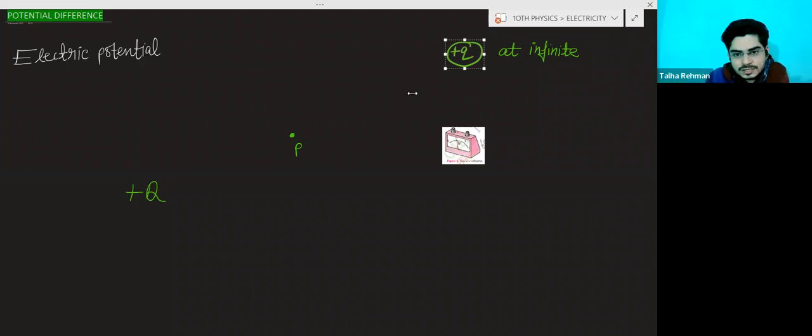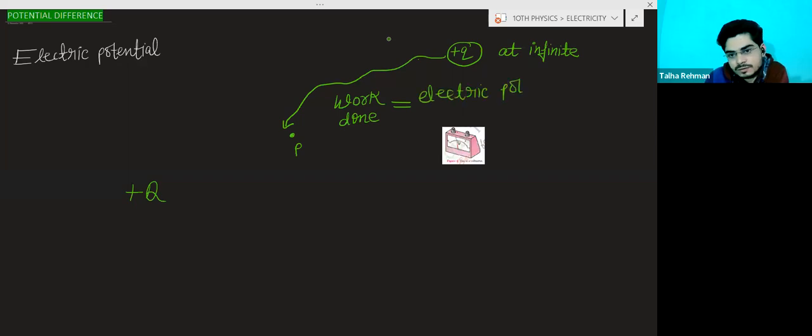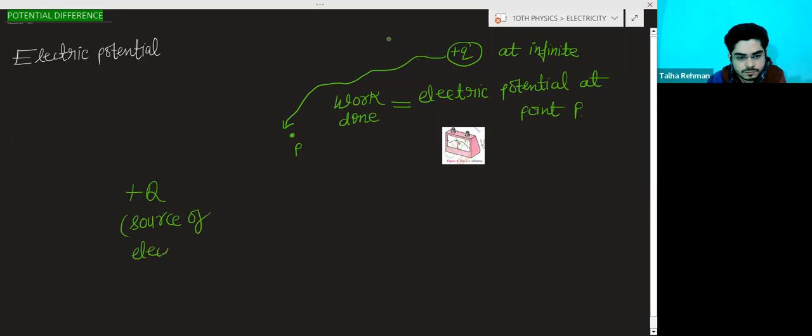Suppose you are moving this charge from infinity to this position, and the amount of work that you do in this process will be equal to the electric potential at point P. So this is the electric potential, and this charge is the source of the electric field, you can say. So here there will be an electric field also. Due to the electric field, this charge will experience some force, and due to that you have to do some external work in moving this charge from infinity to this point.